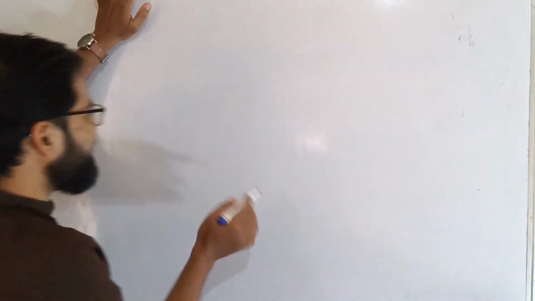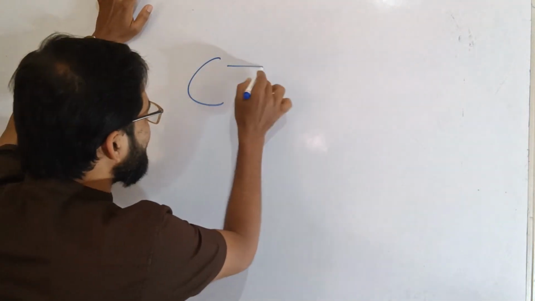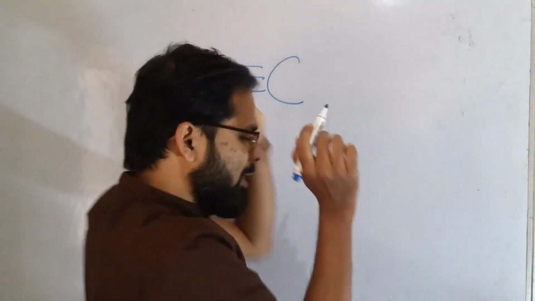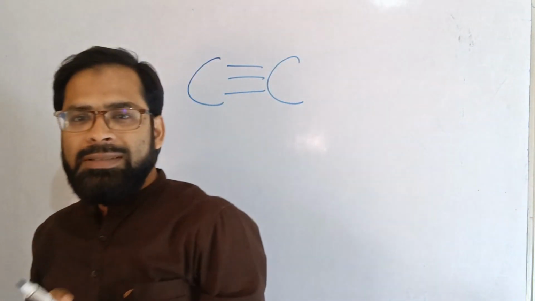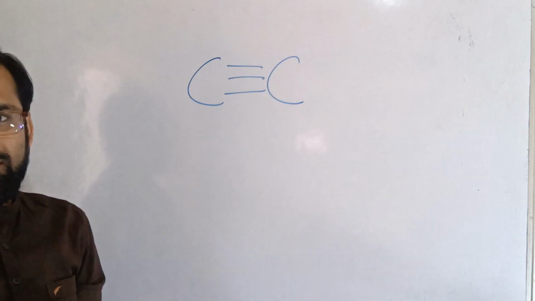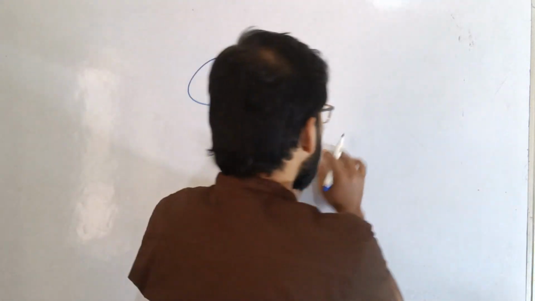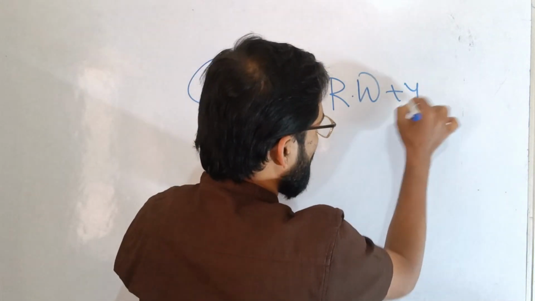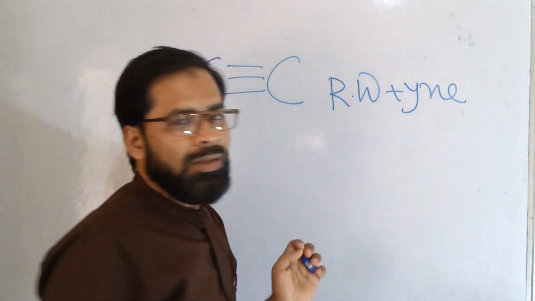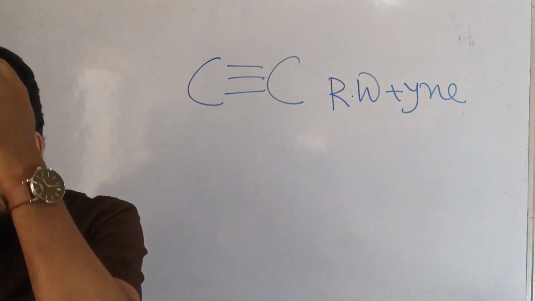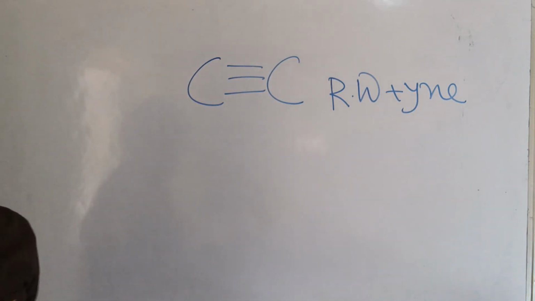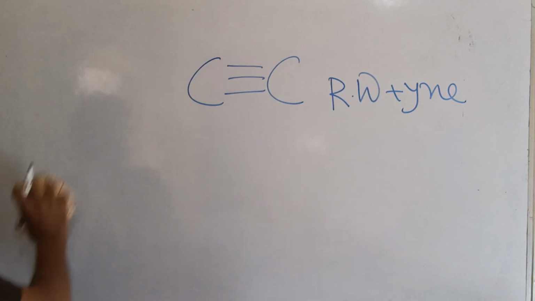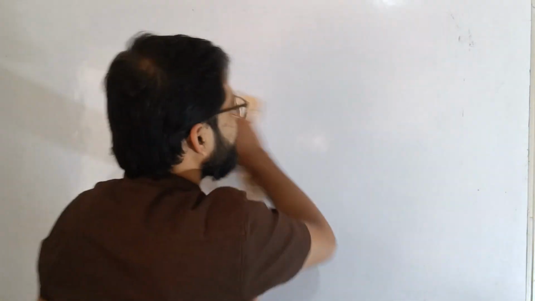Now, the next part is alkyne. Alkyne, as I told you, has a carbon-carbon triple bond. If a carbon-carbon triple bond is there, that means alkyne. So what will be the thing? Root word plus YNE. So let's see an example.